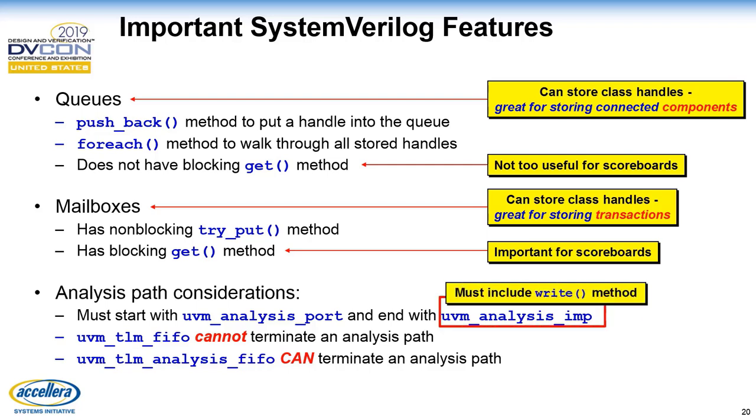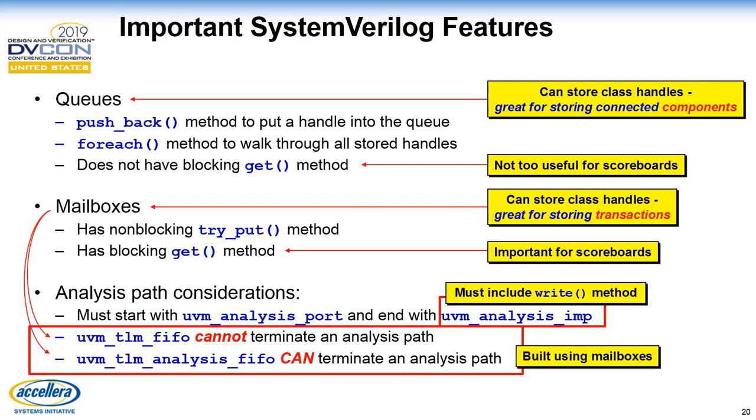We're going to talk about analysis path considerations. Your analysis paths start with an analysis port, and each analysis path must terminate with an analysis implementation port. And then you've got your UVM TLM FIFOs and UVM TLM analysis FIFOs. These are built using SystemVerilog mailboxes. If you want to see some UVM code that is actually pretty understandable, look at the code inside of these, because it isn't too hard to understand. The UVM TLM FIFO cannot terminate an analysis path itself, whereas the UVM TLM analysis FIFO can terminate an analysis path, and so they become very valuable inside of a scoreboard.